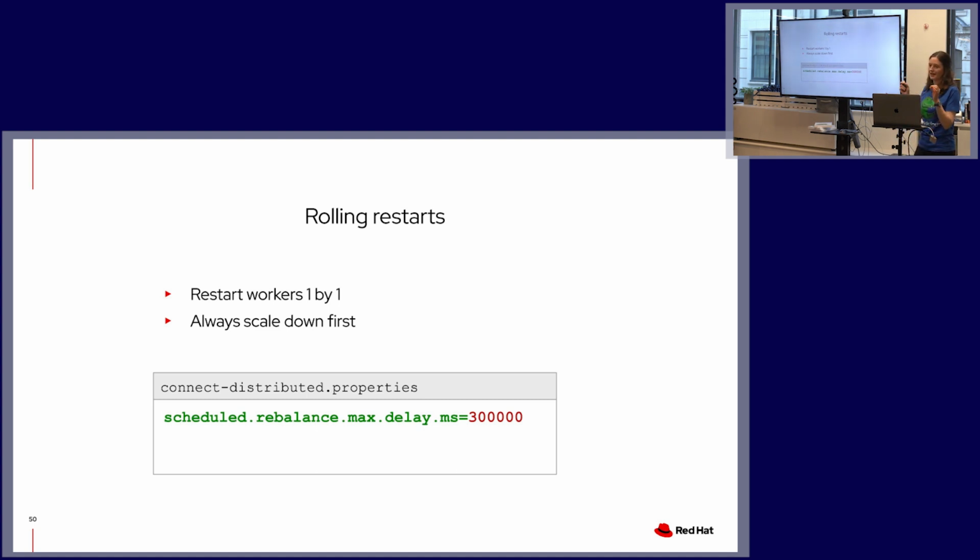If you're managing Connect yourself and you're managing the updates, make sure you always scale down a worker and then bring it up, and then check obviously everything's running, and so on. And also make sure you've configured this so that the time it takes you to restart a single worker doesn't exceed this. So by default, it's 5 minutes.